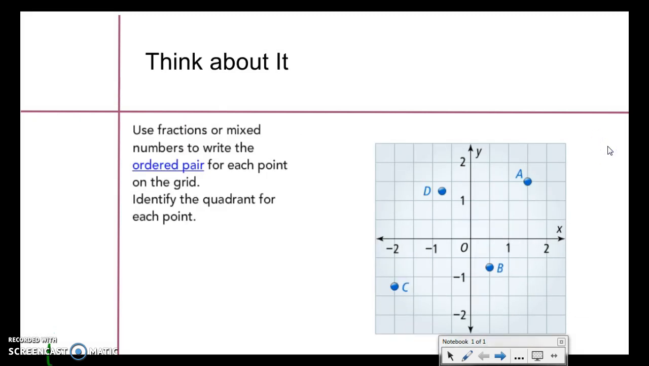Alright. Think about it. Use fractions or mixed numbers to write the ordered pair for each point on the grid. Identify the quadrants for each point. So I want you and your neighbor to look over each of these points on this grid right here. And I need you to figure out which quadrant is which. If you don't remember, we took notes on this a couple of weeks ago, and we copied down a beautiful graph in our notebooks to figure out which quadrant is which, because guess what? It's going to be a lot of work.